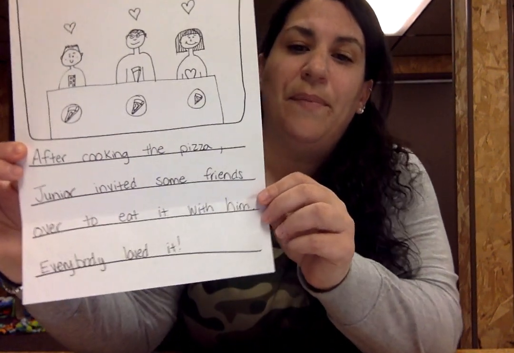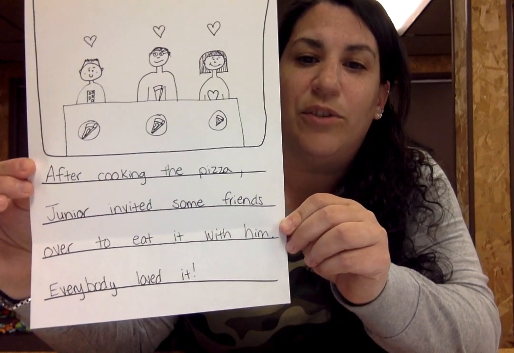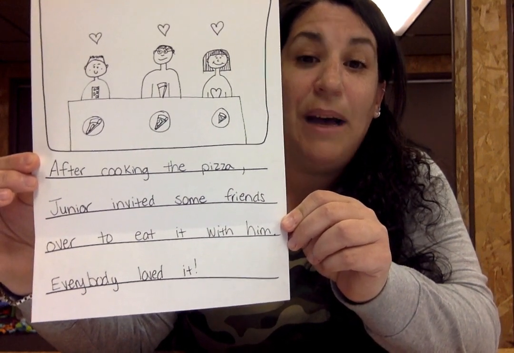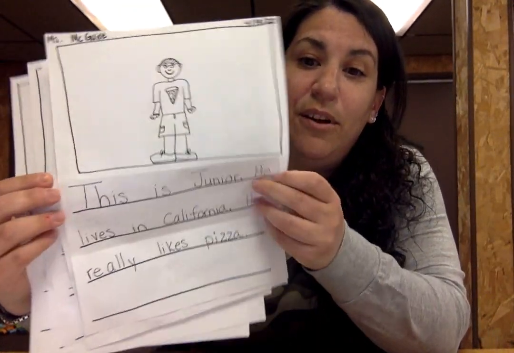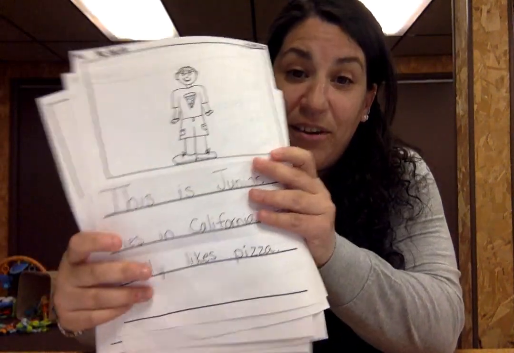Okay? So I write. And now, here we go. Here's our ending. After cooking the pizza, Junior invited some friends over to eat it with him. Everybody loved it. Wow. So much work. And now we have an entire story all about Junior that we worked on together by inventing our character, thinking of a problem, thinking of a solution, and coming up with an ending.